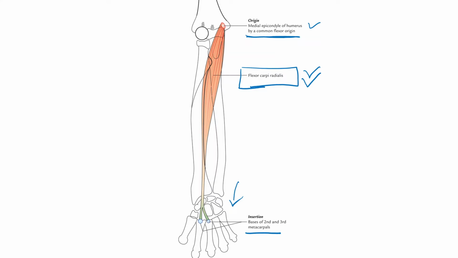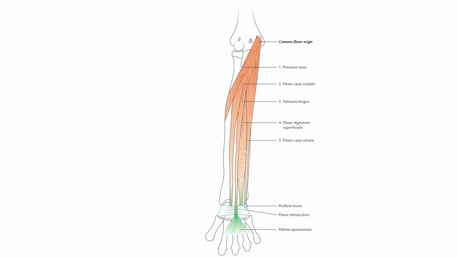This flexor carpi radialis, as we see, is a muscle crossing two joints, that is the elbow joint and the wrist joint, and is mainly involved in the flexion of the wrist and the forearm. Moving on to the next muscle, which is the palmaris longus. This palmaris longus is the most superficial muscle in the anterior group.